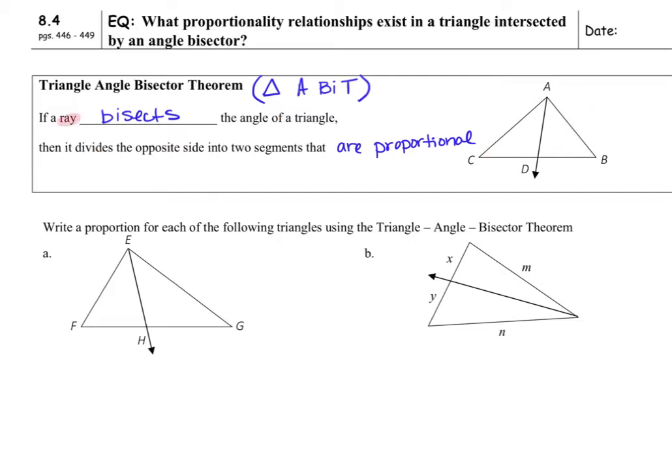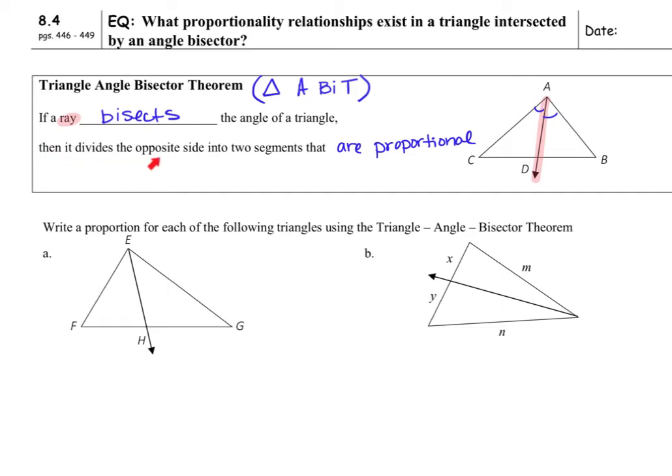First, we have a ray. The ray is going to be this one down the middle, ray AD. The angle it's bisecting is angle A. So because it's bisecting angle A, these two angles are now going to be congruent. So CAD is now congruent to angle BAD because the ray is bisecting it, cutting it in half exactly.